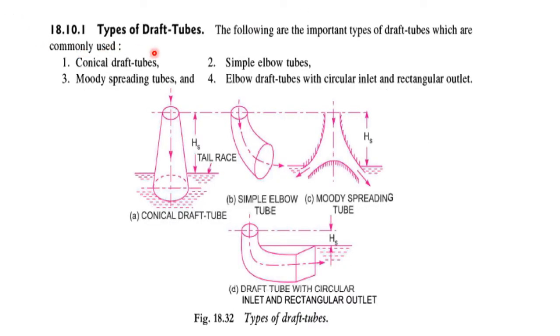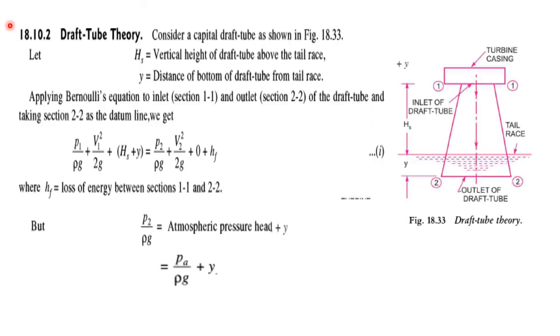There are four types of draft tube. Conical draft tube. Simple elbow tube. Moody's spreading tube. Elbow draft tube with a circular inlet and rectangular outlet.